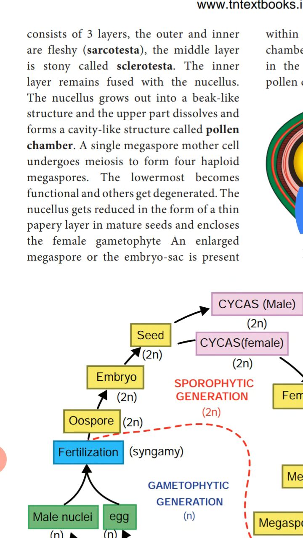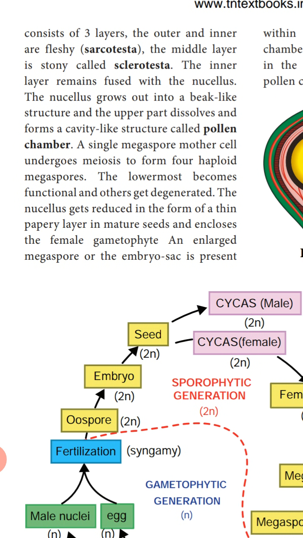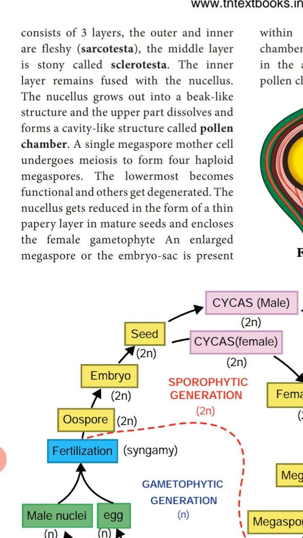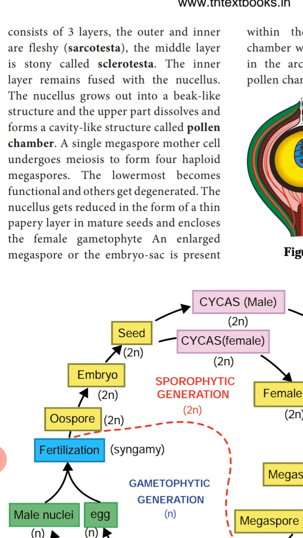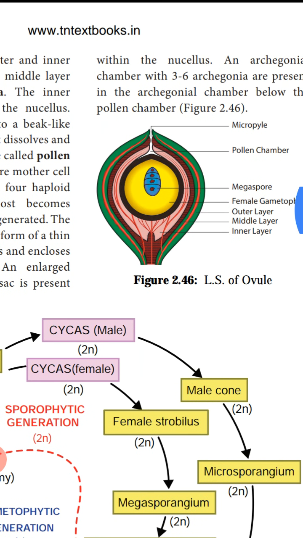The lowermost becomes the functional, and the other gets degenerated. The nucellus gets reduced in the form of a thin papery layer in mature seeds and encloses the female gametophyte. An enlarged megaspore or the embryo sac is present. So here what is present? Only one functional cell is present. The remaining 3, they disintegrate.